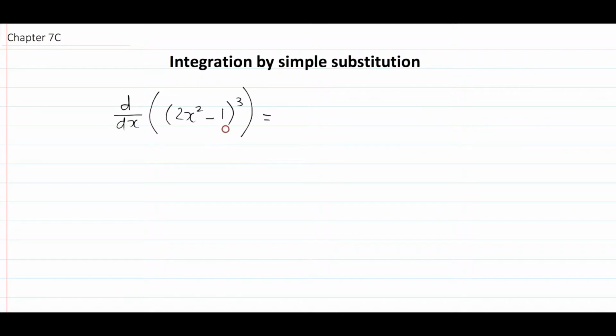How would you differentiate this function right here? If you were to differentiate this, you would have to use chain rule, or you can expand it, but then that just takes a lot of time, right? So let's use chain rule, differentiate it first, and then let's move on to the topic.